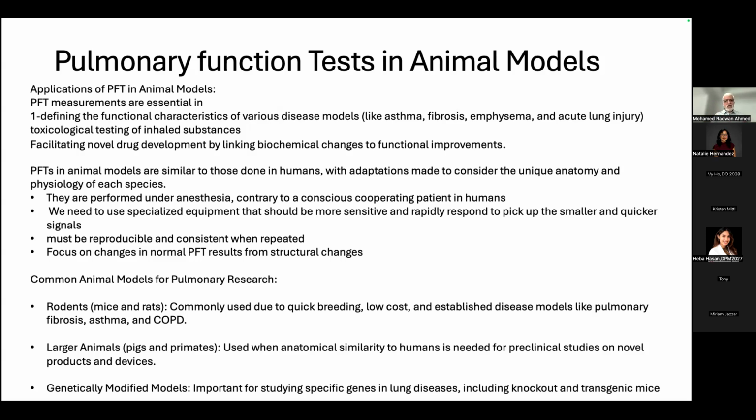But we need to do it a little bit differently because the animal is smaller, and there are species differences, so some modifications. Of course, you cannot do it like in humans, where you give instructions to the patient and the patient follows, like take a deep breath, exhale slowly, rapidly. You cannot do this with animals. So this is the condition here, or how we have to modify it.